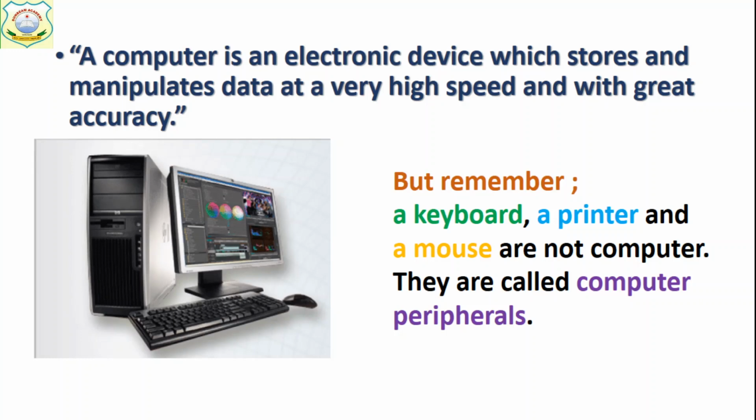So you can say computer is an electronic device which can process the data and produce error-free results in a few seconds. Okay, got it? Again, computer is an electronic device which can process the data and produce error-free results in a few seconds.